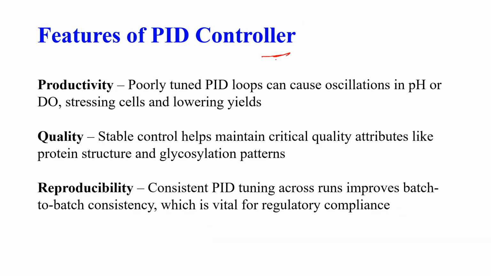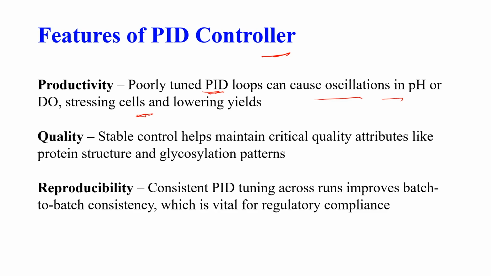Now, what are the features of PID controller? So, let us say in the case of productivity, poorly tuned PID loops can cause, let us say, oscillations in the process parameters like pH and dissolved oxygen, which can stress the cells and ultimately lead to lowering the yield. So, it says it affects the productivity. So, one needs to have better control of these process variables, so that the cells can grow and utilize your substrate to produce the desired metabolite.